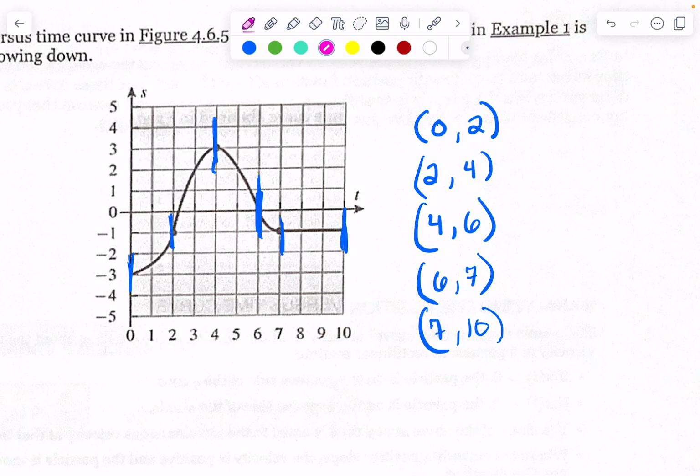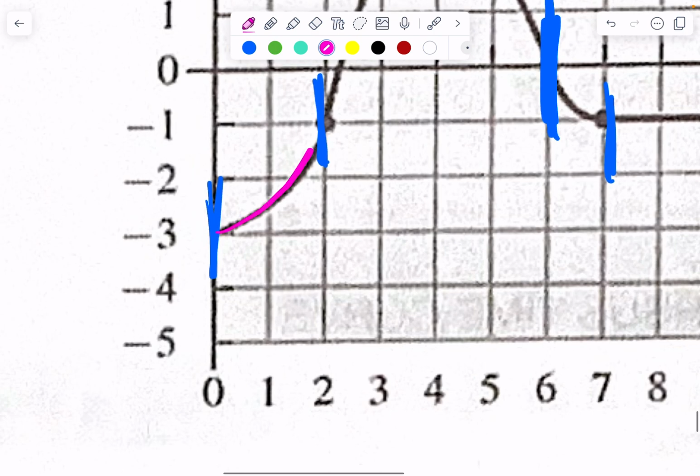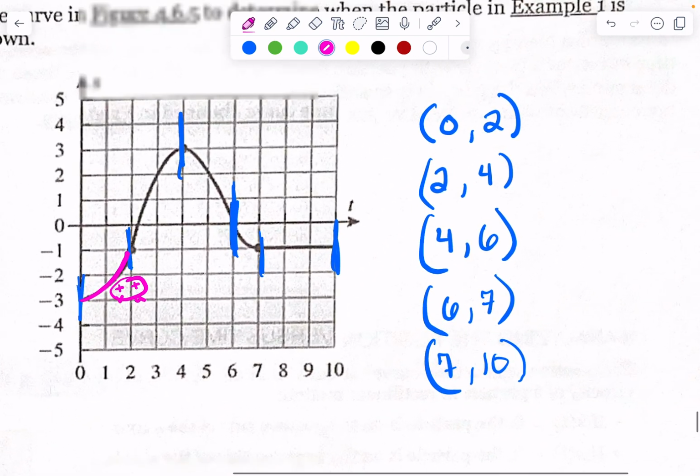All right, let's see what's happening here. This is increasing, which means plus for velocity. It is concave up, which means plus for acceleration. Since those two are both the same sign, this is speeding up.